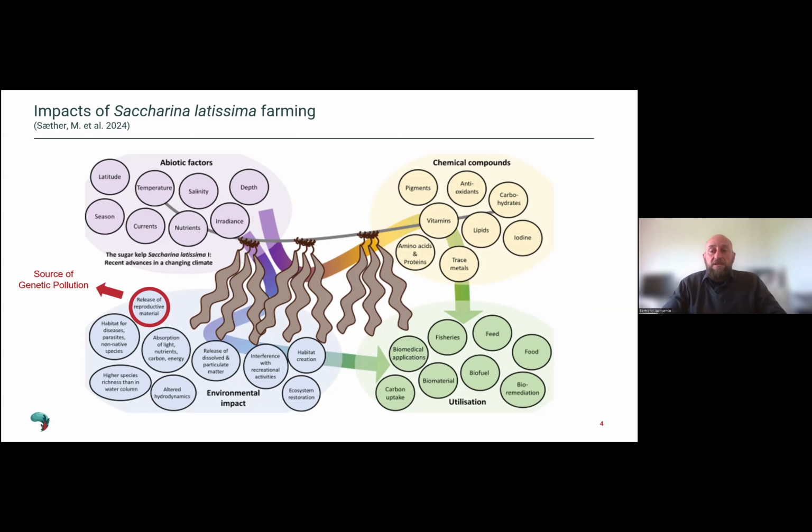Among the many impacts of Saccharina cultivation identified in the scientific literature, I will only treat here the consequences of the release of reproductive material on the local genetic diversity, and then the stability of the wild population around the farms. This phenomenon is called genetic pollution.